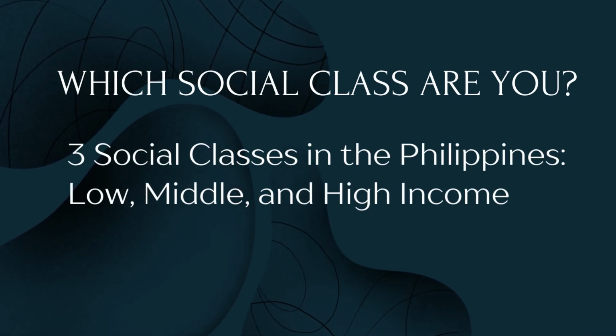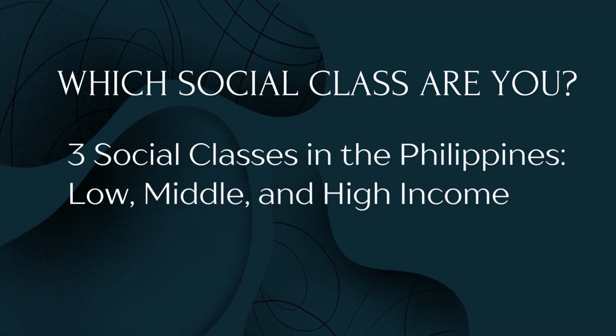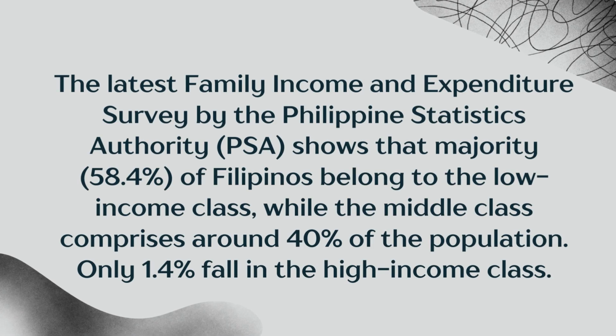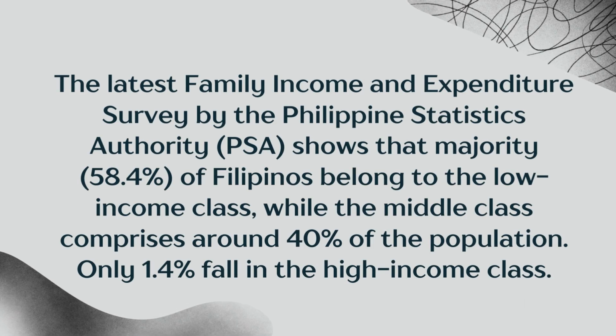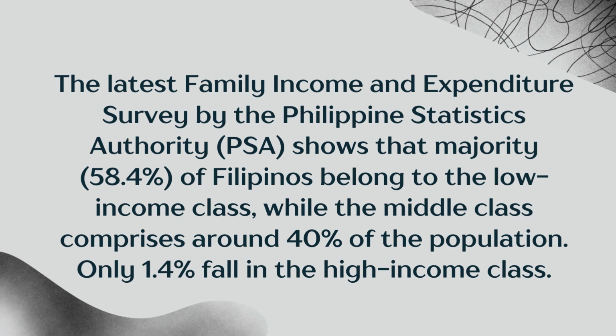So, which social class do we belong to? There are three social classes in the Philippines: the low, the middle, and the high income. According to the latest Family Income and Expenditure Survey by the PSA, or the Philippine Statistics Authority, the majority, or 58.4% of Filipinos, belong to the low income class, while the middle class comprises around 40% of the population, and only 1.4% fall in the high income class.